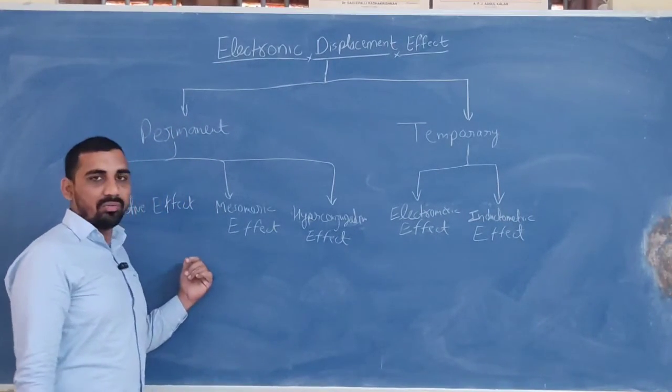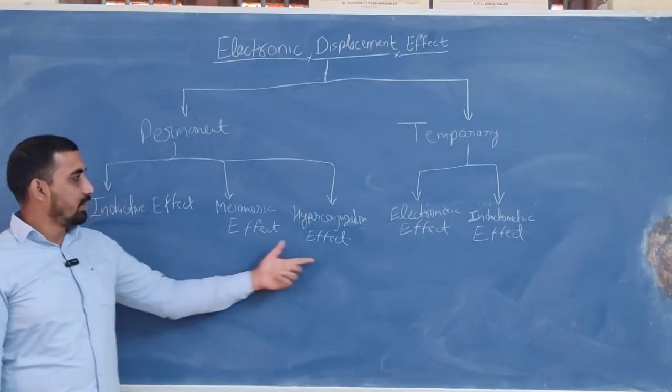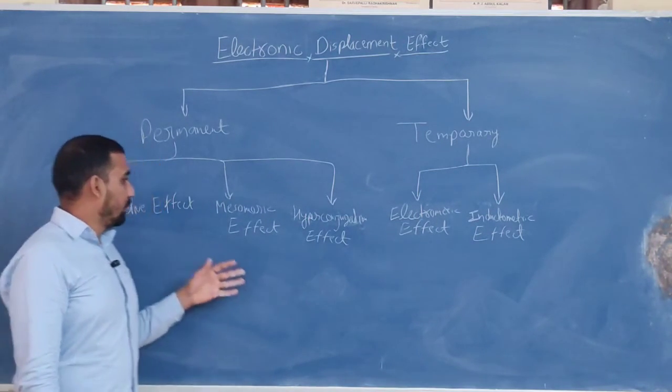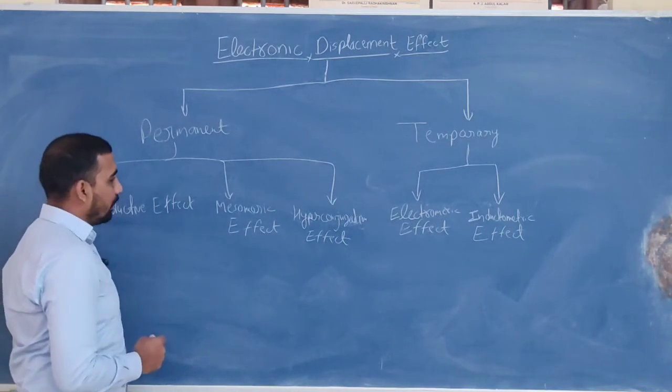Now we are done with inductive effect. Very soon we will see some examples. For right now, I will explain these things, then I will give examples. So the second one is mesomeric effect. What happens in mesomeric effect?